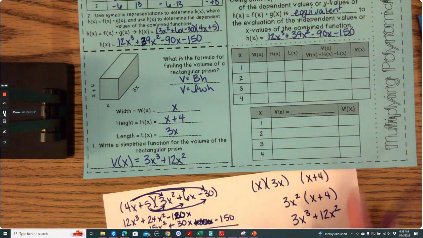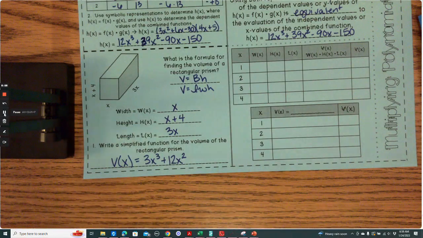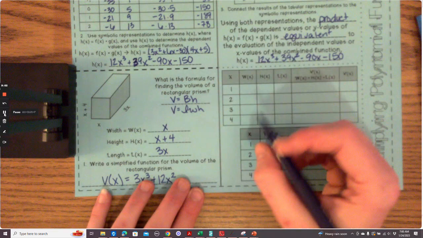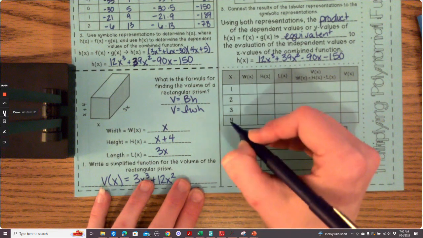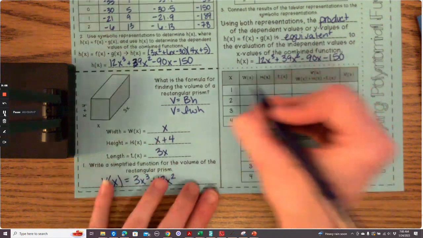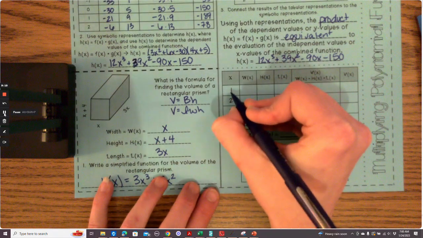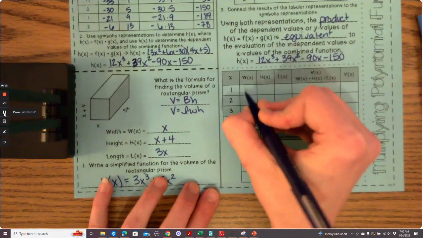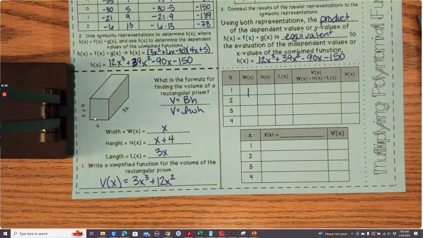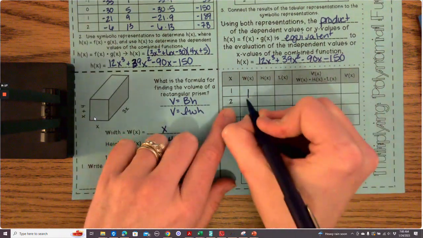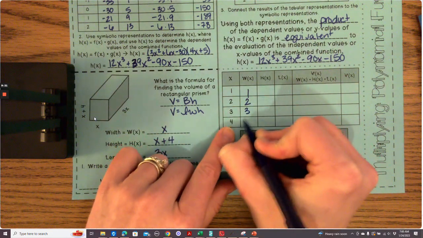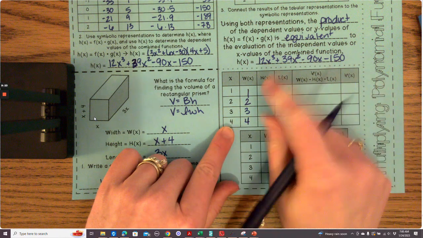Okay, so now what we can do is we can complete this table here. So if x is these values, we want to find what the width would be. Well, the width is x. So if x is a 1, then the width is going to be a 1. Okay, if x is 2, the width is 2. If x is 3, the width is 3. And if x is 4, the width is 4.